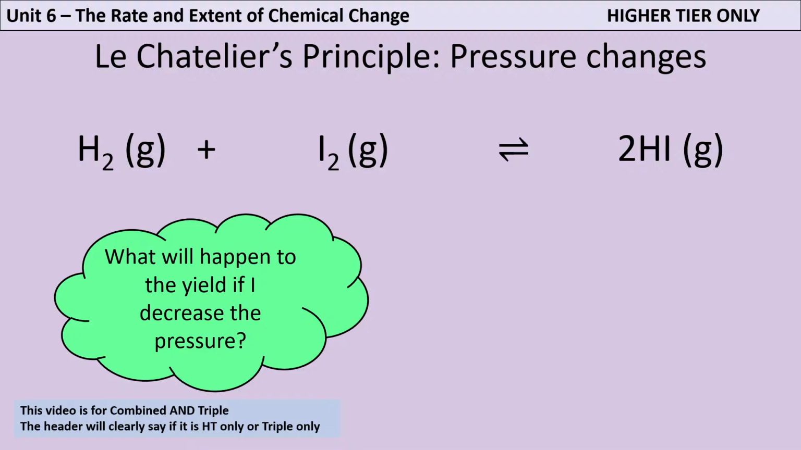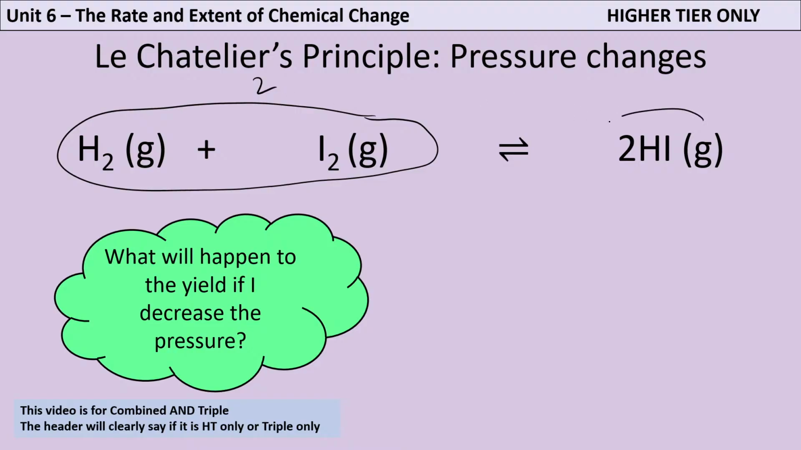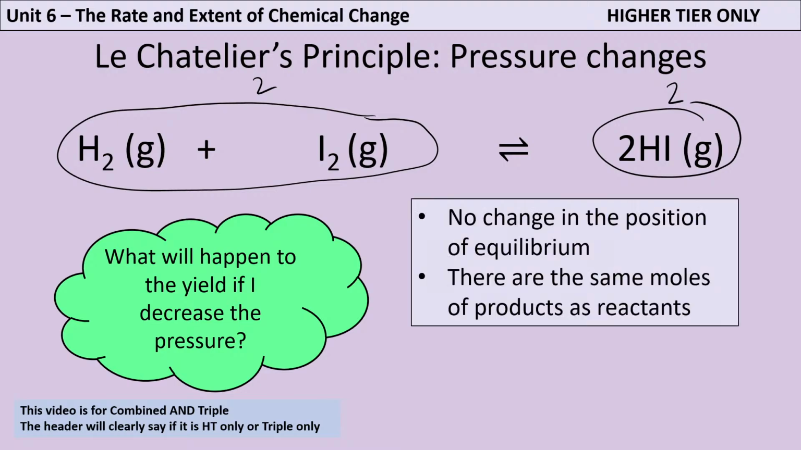Now, you might also encounter one where they could give you a reaction like this, and if they're feeling really mean, ask you what happens when you change the pressure. If they're not feeling so mean, they could say to you, why does changing the pressure not affect the position of this equilibrium? And the reason is that if I count up all of those gas particles, I've got 2 over here, and I've got 2 over here. So I've got the same number of moles of gas on both sides of the equation, therefore changing pressure is going to have no effect.